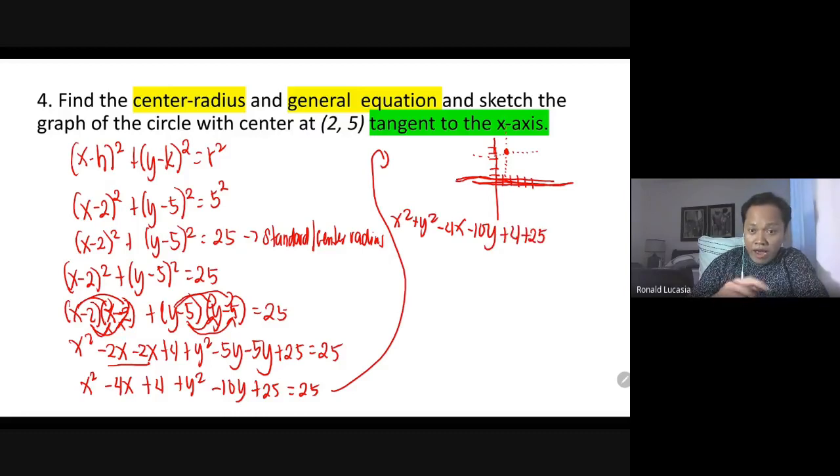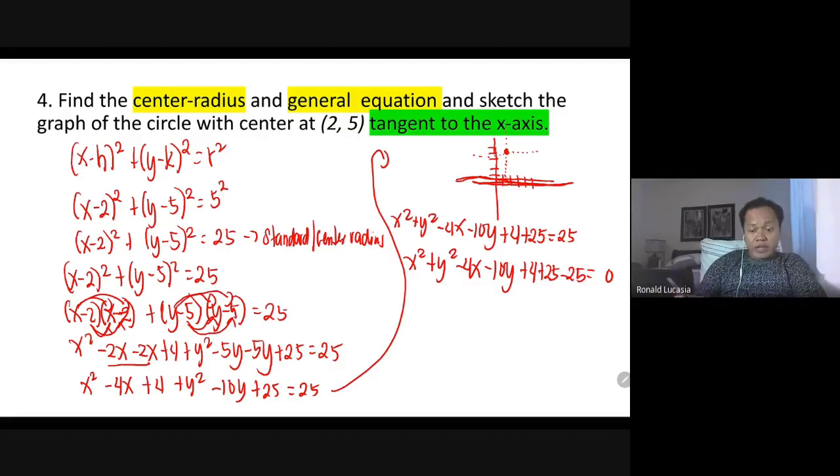I'll just copy that first. Plus 25 is equal to 25. So we have now x squared plus y squared minus 4x minus 10y plus 4 plus 25, transpose the 25, so we can have the general equation. So x squared plus y squared minus 4x minus 10y. This one is 0, so plus 4 is equal to 0.